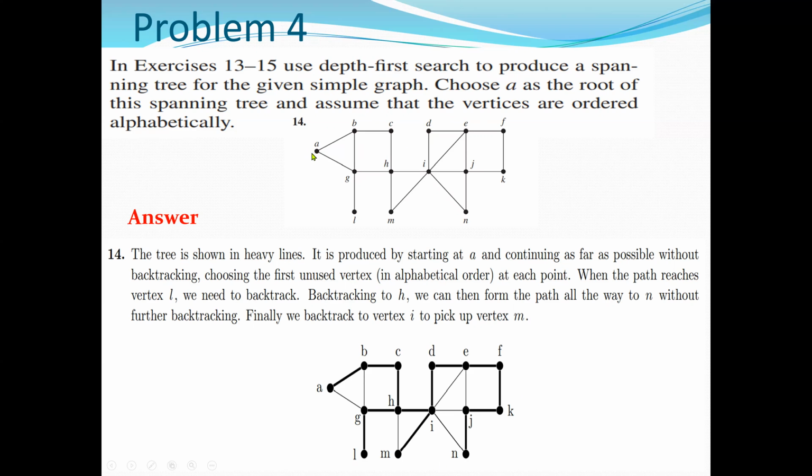So if I choose A here, remember this is a depth-first search, which means I can go through A, B, C, H, I, D, E, F, K, J, N. I don't want to come back to I already because I went through I. So that's where we are going to end.